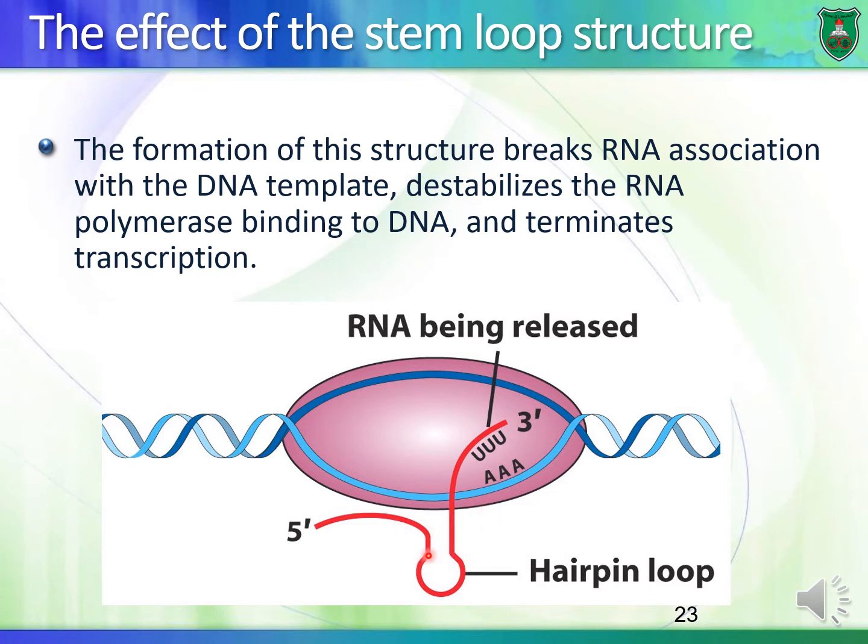So it is stable. Now, the formation of the stem loop structure, also known as a hairpin loop, destabilizes the interaction between these 3 components, the RNA polymerase, the messenger RNA, and the DNA, so they get dissociated from each other. And that's the end of transcription.